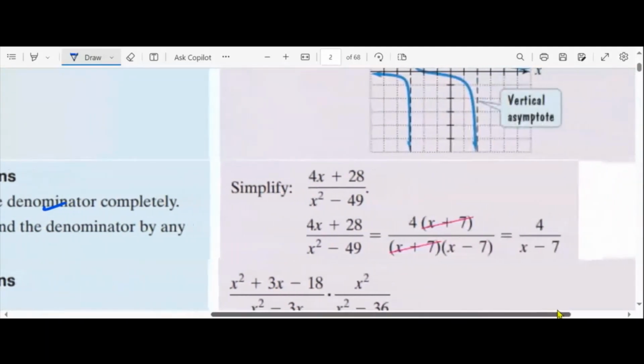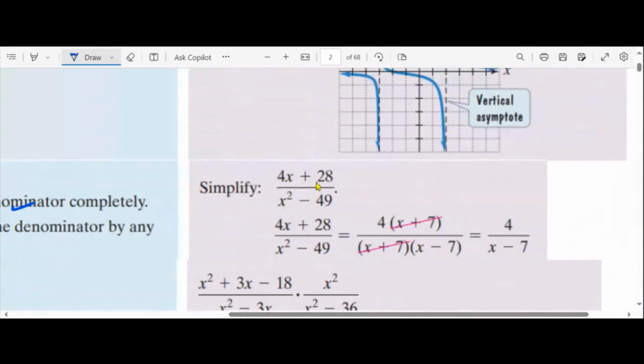So let's take a look here. I have 4x plus 28 over x squared minus 49. We factor the top, we factor the bottom. What's the greatest common factor here for the first one? The answer is 4. And what's left? x plus 7. How did I get x plus 7? Because you have to divide by 4, right?